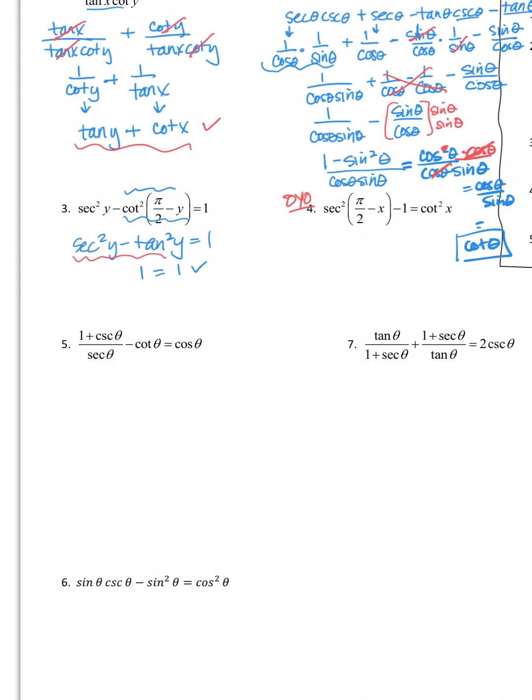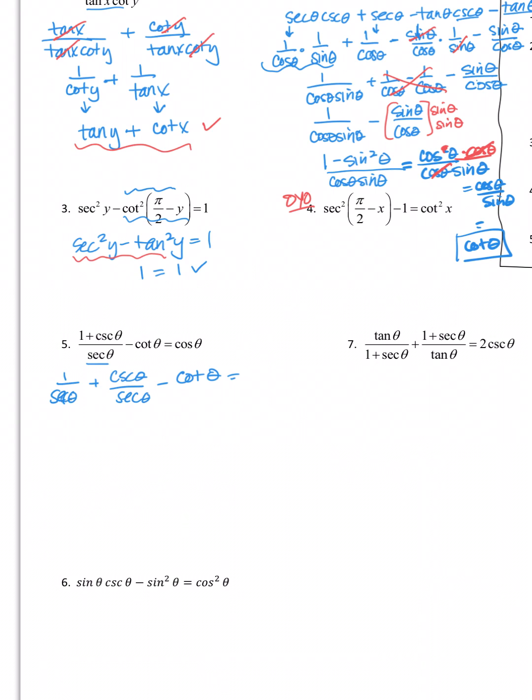All right, let's look at number 5. Let me kind of help you get started. So this is one of those things where, again, it has a monomial denominator. If I split it up, it might help me see the bigger picture. So I'm going to split it up. 1 over secant theta plus cosecant theta over secant theta minus cotangent theta. Okay, doesn't look very helpful so far, but let's just see.